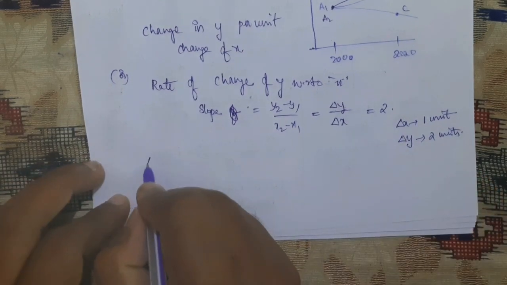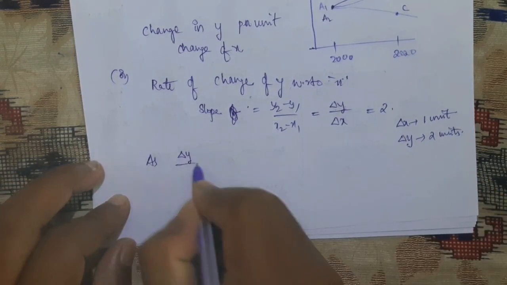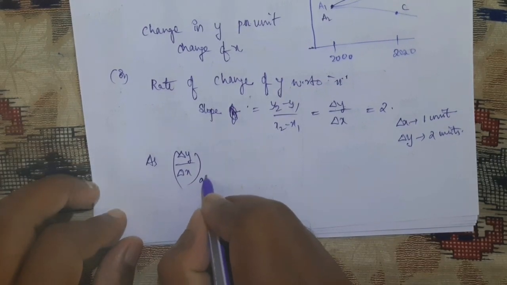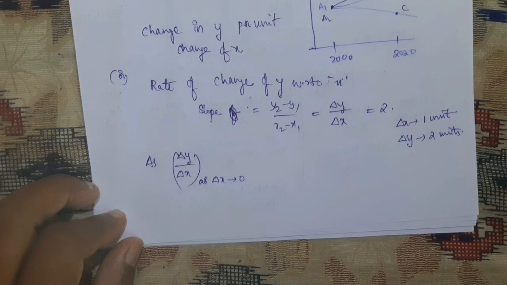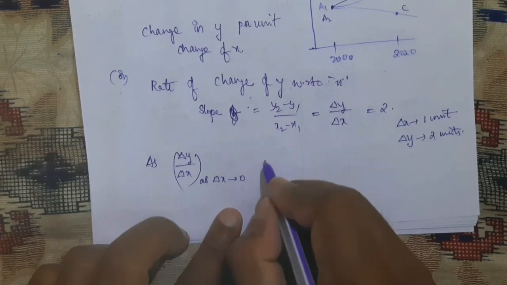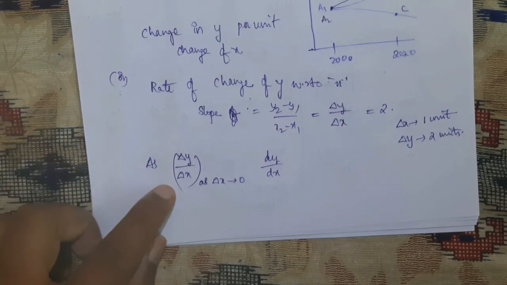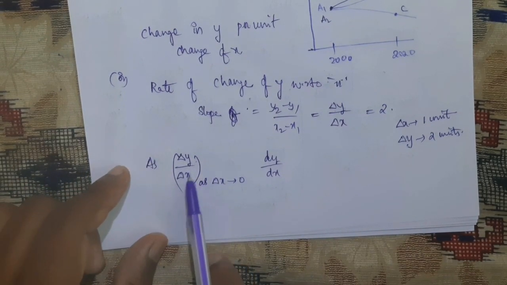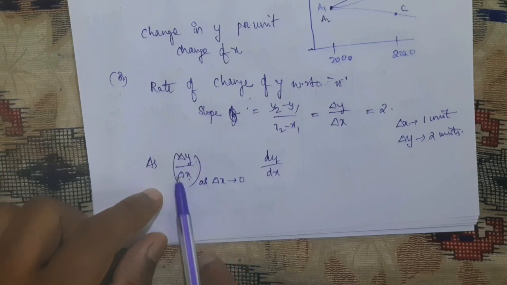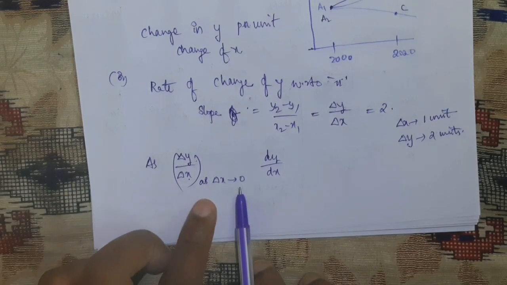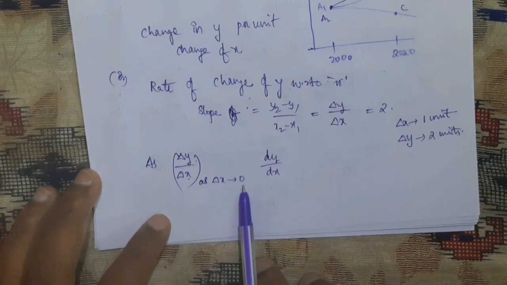Now for delta y by delta x, as delta x tends to 0, we will write it as dy by dx. See, delta y by delta x is nothing but the rate of change of y with respect to x. Now for this rate of change of y with respect to x, as delta x tends to 0, what does that mean?